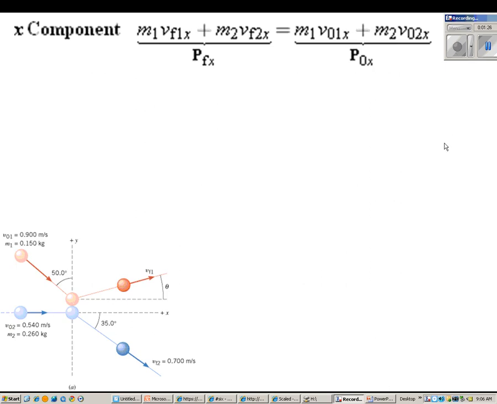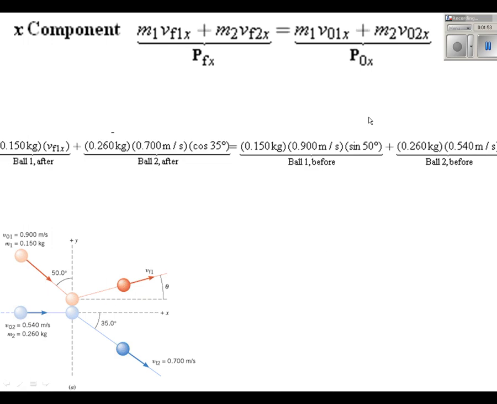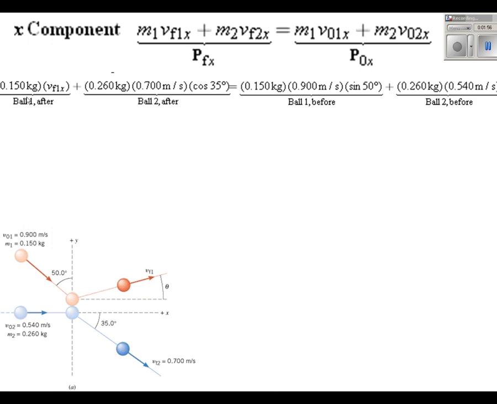So here we go. We're going to look at the x component, and the final x component is here. That's the m1 v final 1 in the x. And here, the x component is the m2 v final 2 in the x. The initial velocity in the x is here, and the initial velocity in the x with the 1 is here. Okay? So we're going to go ahead and plug those numbers in. We have m1 v final 1x plus m2 v final 2x.